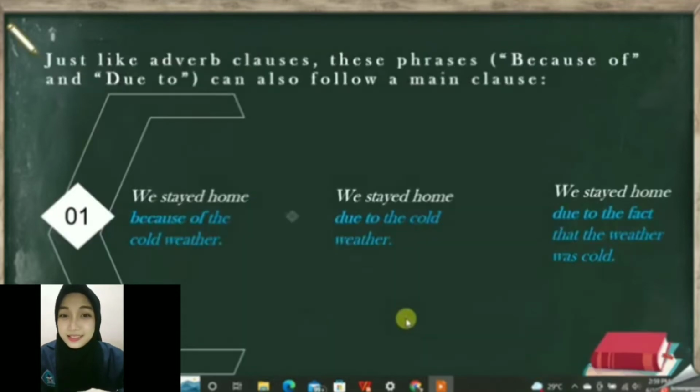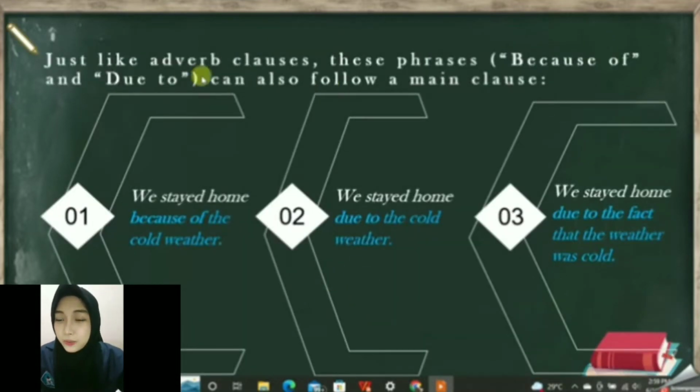Okay, now let's do a review. We stayed home because of the cold weather. We stayed home due to the cold weather. We stayed home due to the fact that the weather was cold. How is it? After knowing all the rules, it isn't that difficult, right?